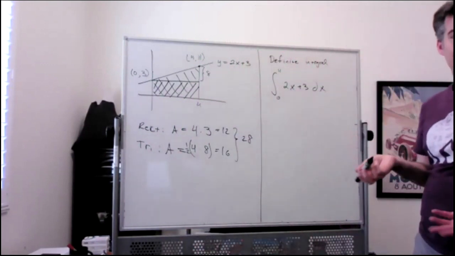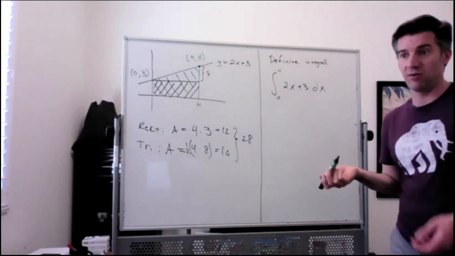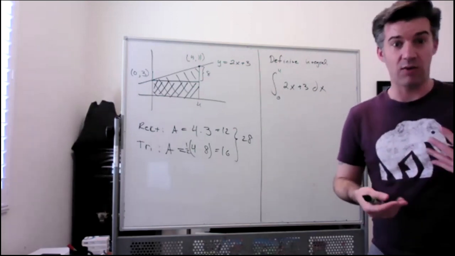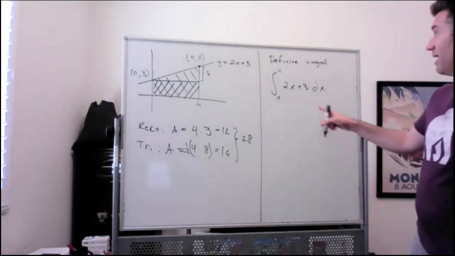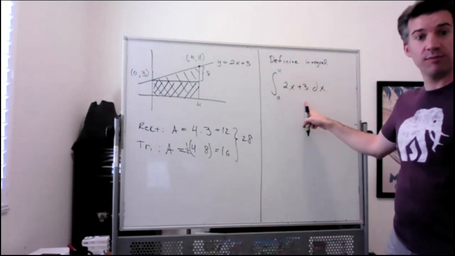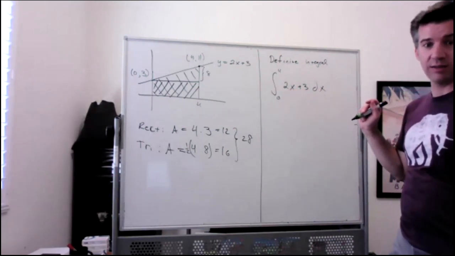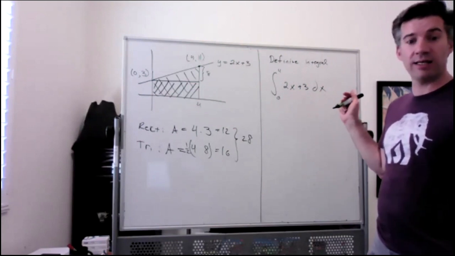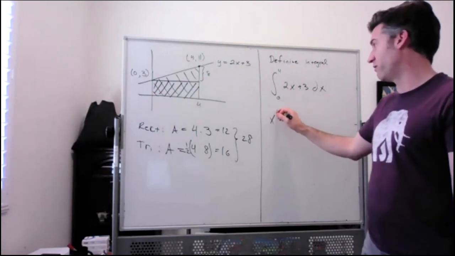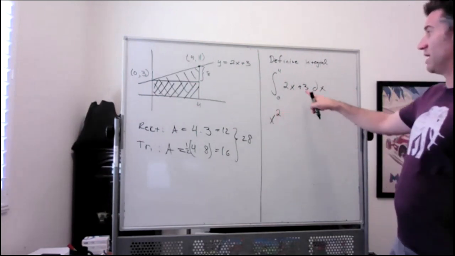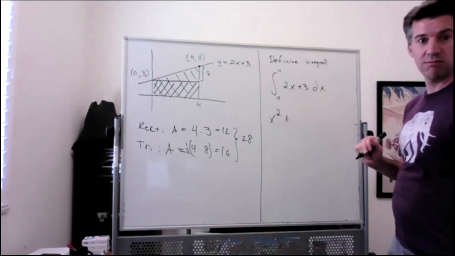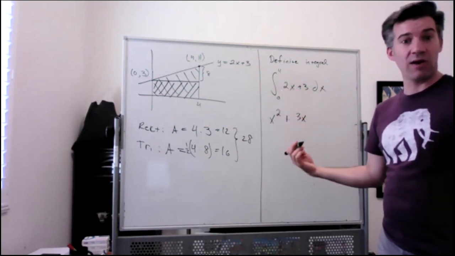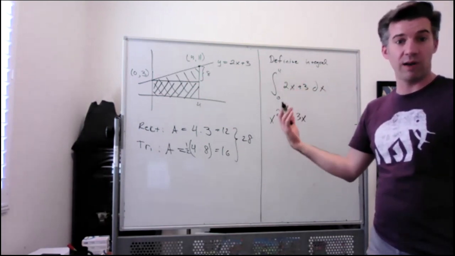Here is the way you use the fundamental theorem of calculus to find the area under a curve. You anti-differentiate this function. What's the antiderivative of 2x? Or another way to ask that, what's a function whose derivative is 2x? It's x squared. What's the antiderivative of 3? If it's a definite integral where you're finding area under a curve, we don't have any need for a plus c.